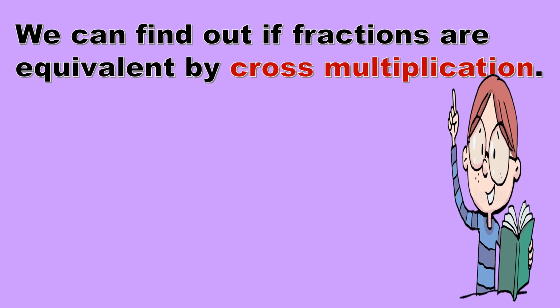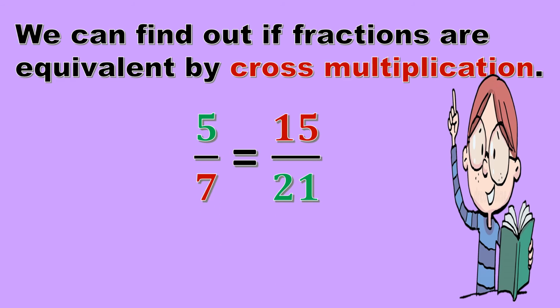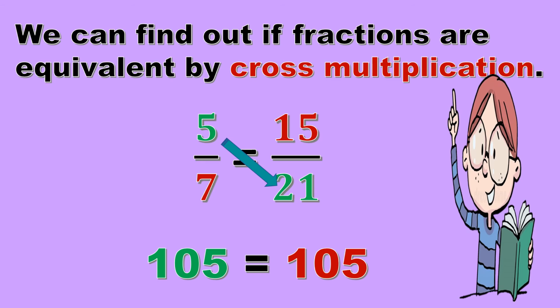We can find out if the fractions are equivalent by applying cross multiplication. For example, 5/7 equals 15/21. Apply the cross multiplication. Simply multiply 5 times 21 equals 105 and then multiply 7 times 15 equals 105. Therefore, 5/7 and 15/21 are equivalent.